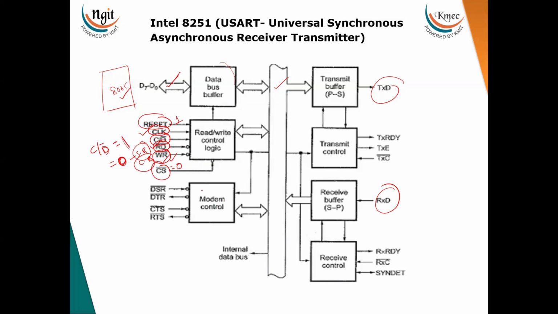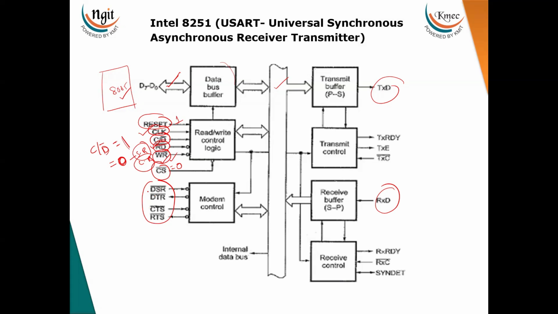Now the next one is a modem. Modem is a modulator and demodulator which will convert analog signal to digital and vice versa. Now it has a total of 4 pins. The four pins are active low pins, and of them 2 are input pins and 2 are output pins. The DSR means what? Data set ready. It indicates whether the data set is ready to communicate with the modem or not.